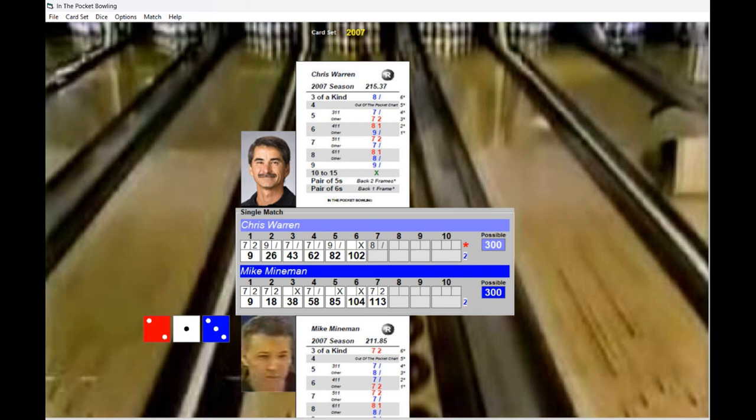A 2-1-3. 1-2-3. Uh-oh. A 7-2. So he gets 113. So he gets an open frame on 7.